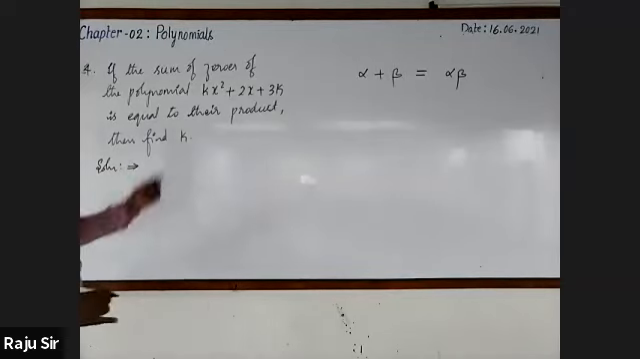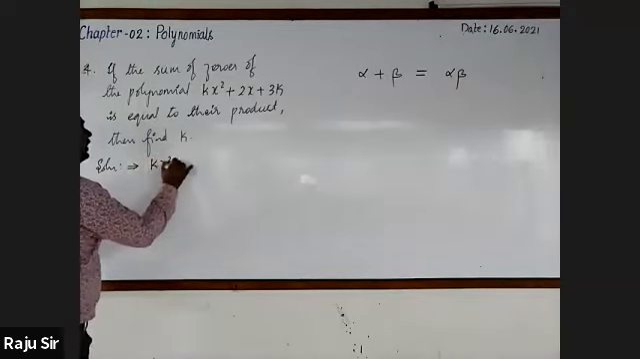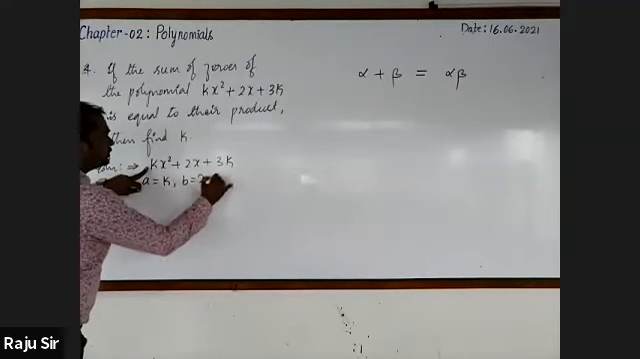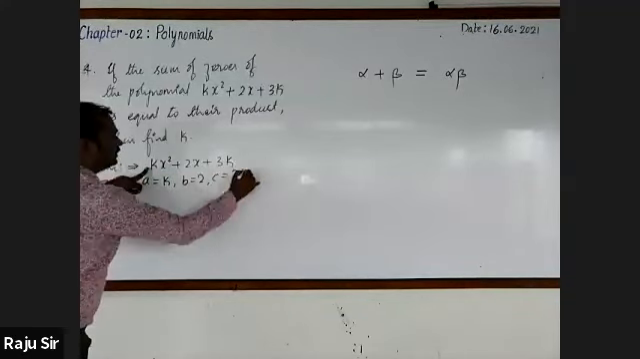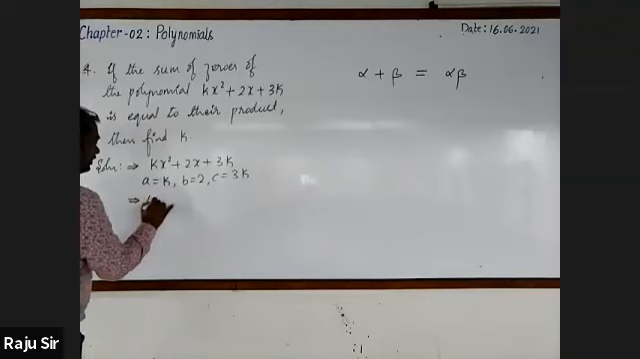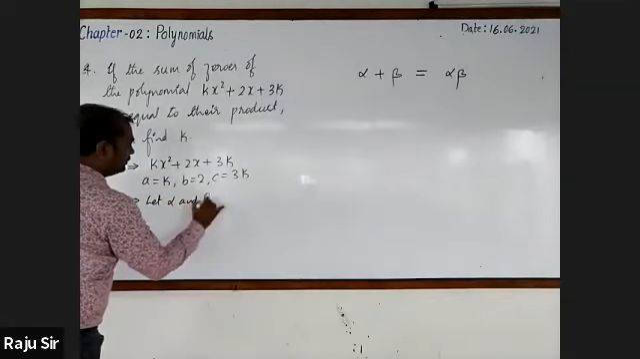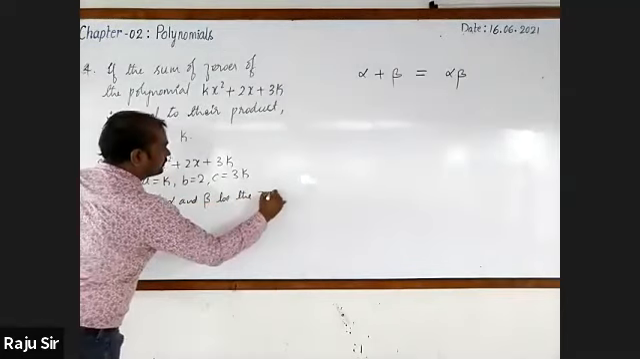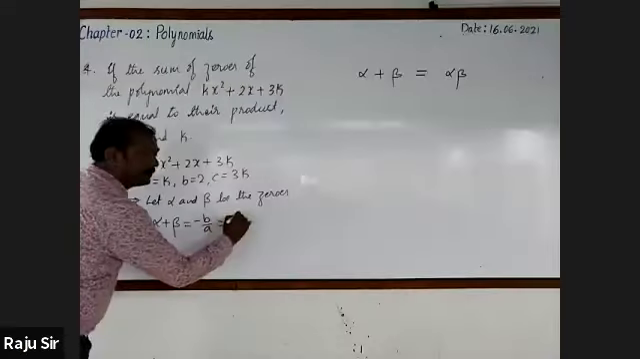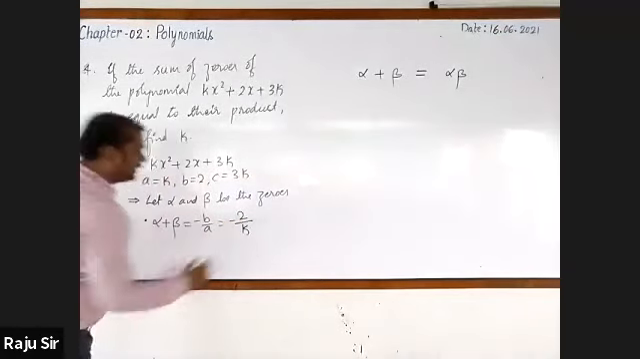The given polynomial is kx square plus 2x plus 3k. Then here a is k, b is 2, c is 3k. Next, let us find out the sum. We do not know the zeros. We should assume, let alpha and beta be the zeros, then we can write alpha plus beta is minus b by a. It is minus 2 by k.